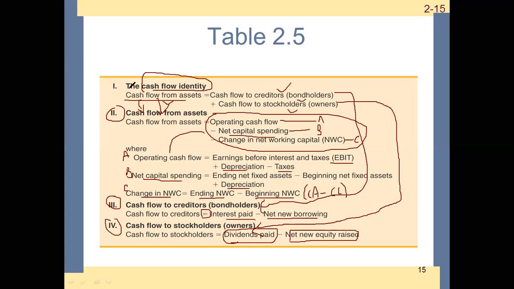So this is the cash flow identity. We will get two answers for the right hand side, and we will get one answer for the left hand side, and these two sides must always be equal as presented in the cash flow identity. Okay, so it is important to understand these formulas because figures will be given to you in the balance sheet and the income statement form, and you will pick those figures to calculate your answers.